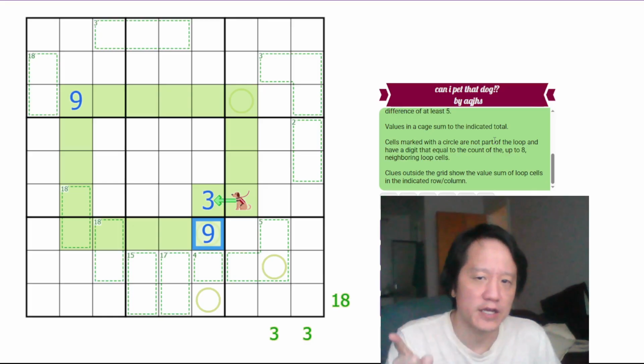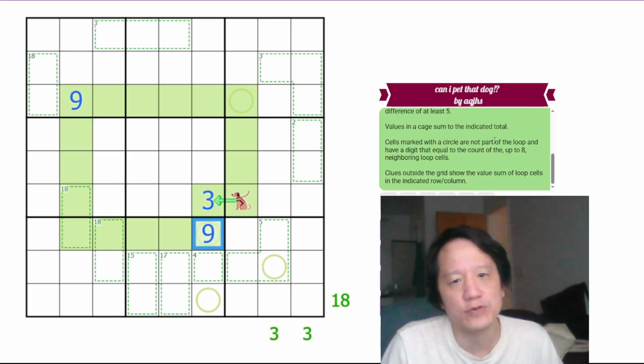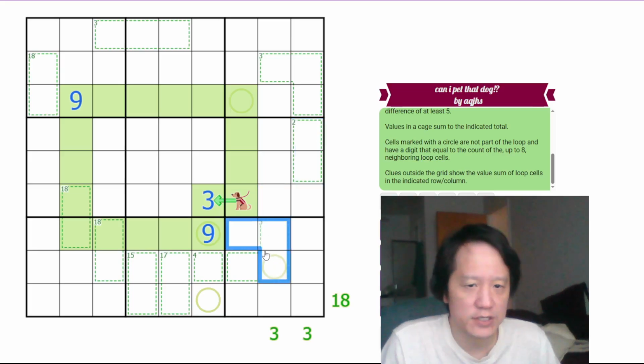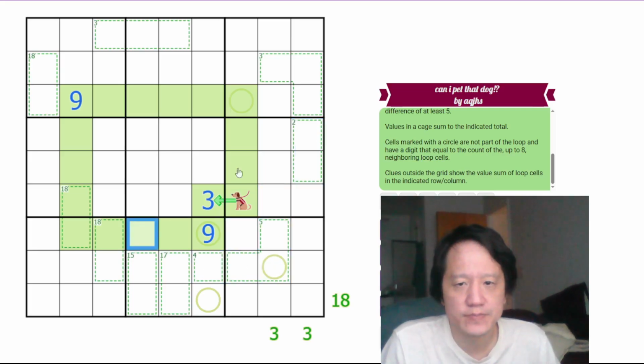Values in a cage sum to the indicated total. So the values of these three cells in this cage add up to 3. The values of these three cells in this cage add up to 3. And the values of these two cells in this cage add up to 2. Etc., etc. Okay.